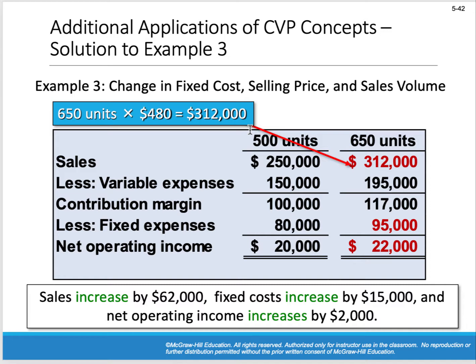Do we do this plan? Do we listen to the marketing manager? I hope you said yes, because we do. Why? Because by increasing sales by $62,000 and increasing fixed expenses by $15,000, our net operating income goes up by $2,000. We were making $20,000 before implementing this plan. We can make $22,000 in net operating income. So our net operating income goes up. So yes, we will do this.